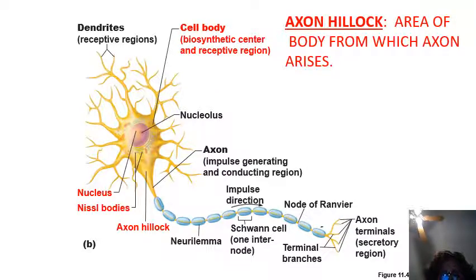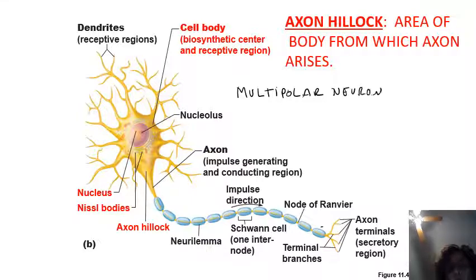The following slides are going to go over the structures found in a neuron. The neuron depicted is a multipolar neuron, and multipolar neurons are motor neurons.